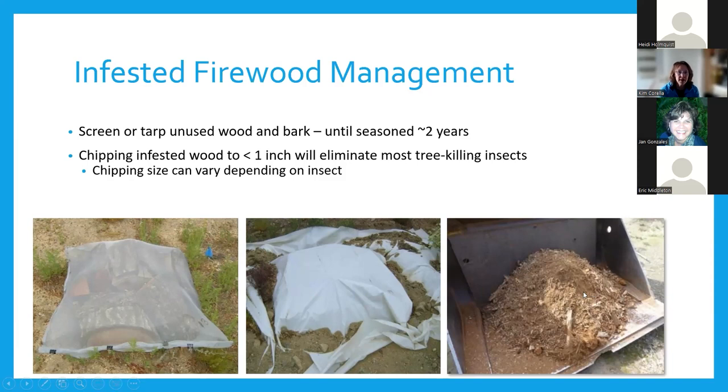Also, chipping infested wood to less than 1 inch will eliminate most tree killing pests. That chipping size can vary depending on the insect, but 1 inch will, as I mentioned, eliminate most of them. With GSOB, you only have to chip to 1 inch. And I know a lot of chippers don't go to that 1 inch level. So any chipping is better than no chipping, but if you can get to 1 inch, that's better.